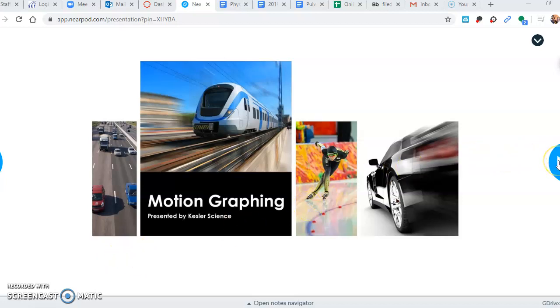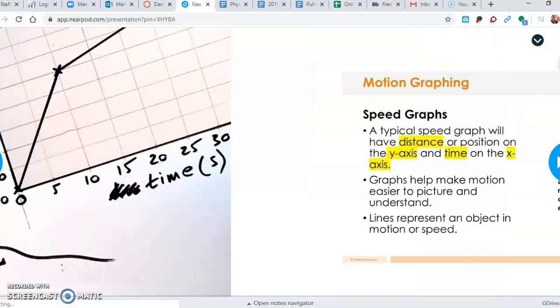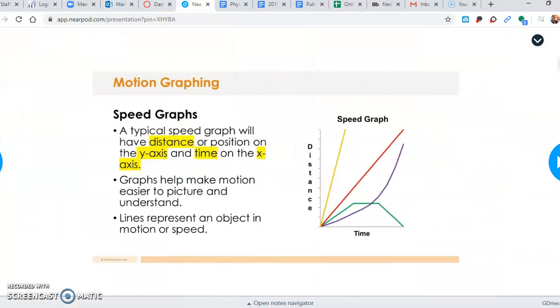We're going to go over this graphing motion Nearpod. I can't record on this for a real long time, so it may be a little fast, so you may have to go back through it. And some of these slides I'm going to skip and go straight to the ones that I really want to be able to explain to you.